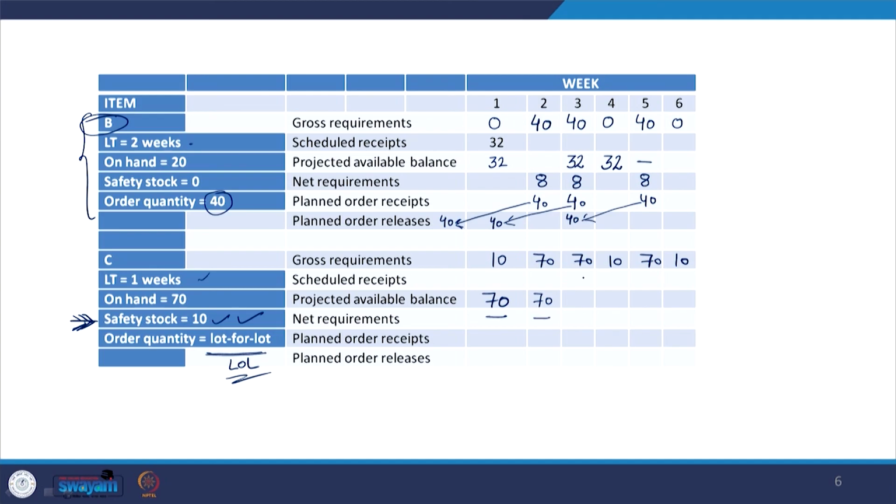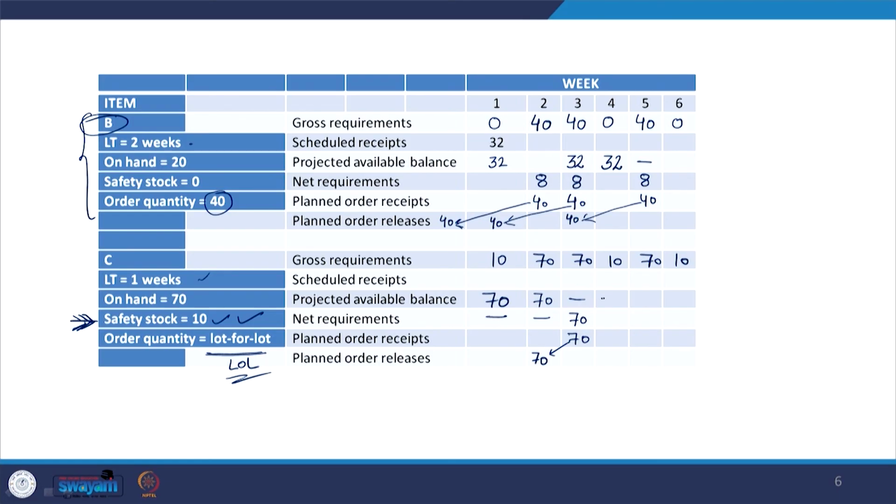In third period the requirement is 70, I do not have anything available with me. So, net requirement becomes 70. So, for that LFL I am following, and the lead time is 1 week. So, I will place an order of 70 units in the second period. Then in the third period this quantity will come and I will be fulfilling the requirement.